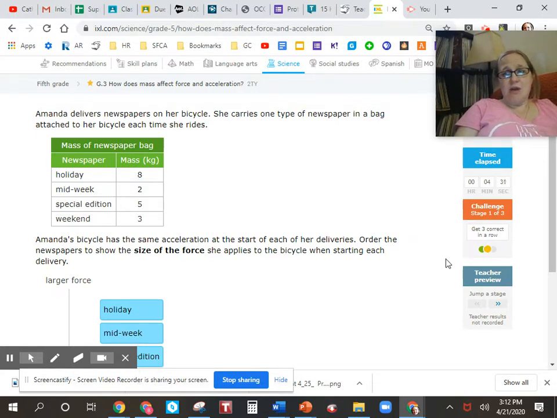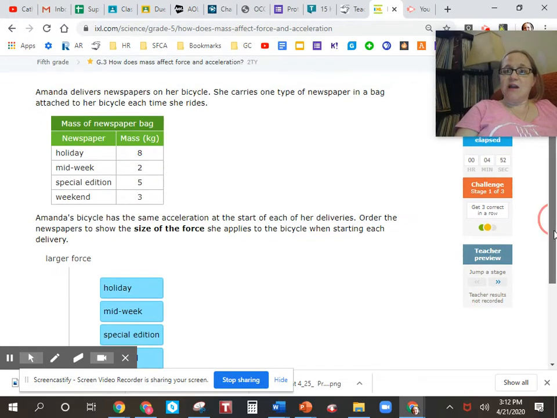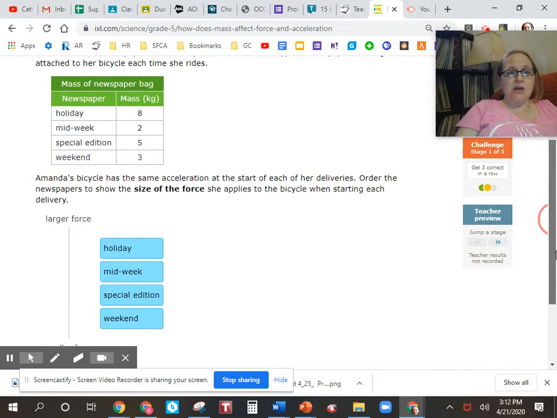Now, it kind of makes sense. If she is delivering newspapers on holidays and they have a lot more papers in there, a lot more pages, well, she's going to have to push a lot harder on her bike to move all those newspapers down the street. Okay, if there's not as much stuff in the newspaper, her bag's going to weigh less, it's going to have less mass, and so therefore she's not going to have to pedal as hard on her bike. So we can definitely say the holiday is going to need the biggest amount of force. Midweek is going to be the smallest amount of force.